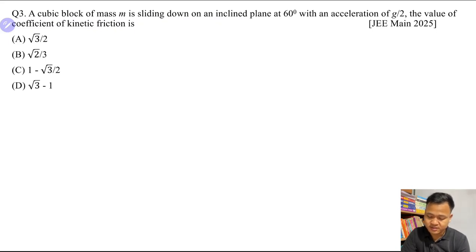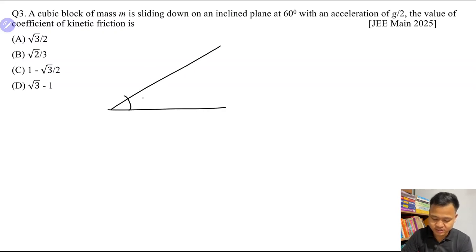The acceleration is given as g by 2. So what is the value of the coefficient of kinetic friction? The inclination angle of the inclined plane is 60 degree, and the block has mass m.